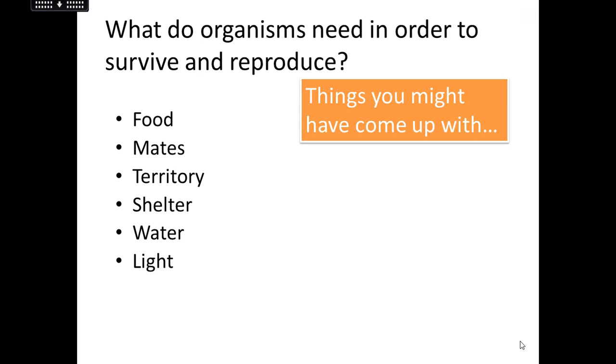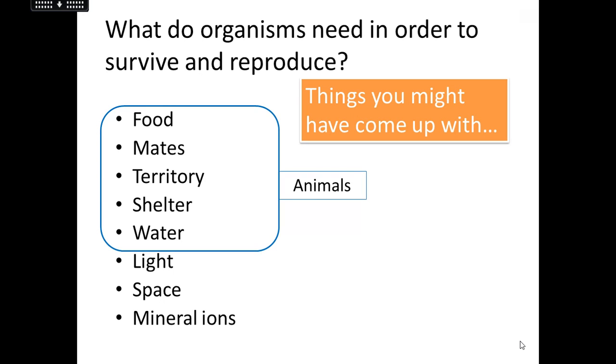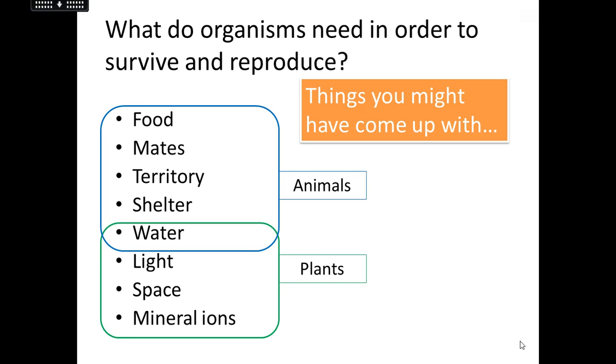Light, probably not so important for animals, but obviously we need light for the animals that are reliant on plants for food. Space, so a plant doesn't necessarily need territory, it doesn't need to mark its boundaries, it will just physically need space in order to grow. Mineral ions, we get those mainly from our food, but plants don't get food, they absorb mineral ions from the soil. So those top ones are more related to animals, and these bottom ones are more related towards plants. There is the overlap of water there though, which probably comes under both.